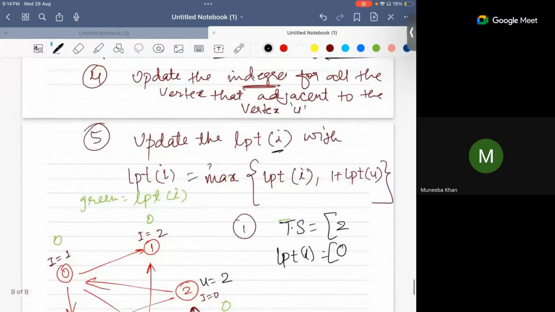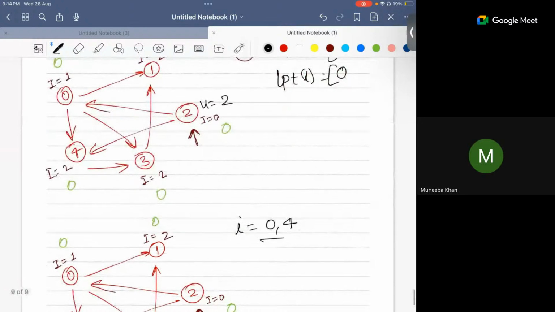And I have to do what? I have to update the value of LP for all the vertices which were connected to u. That means 0 and 4. Till now is it clear or not? It's clear.